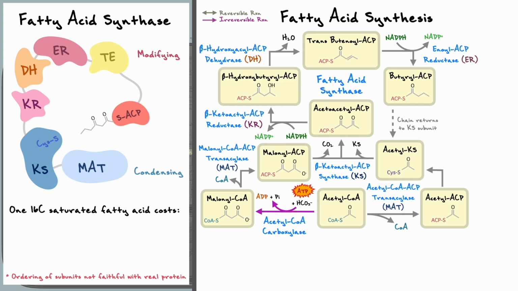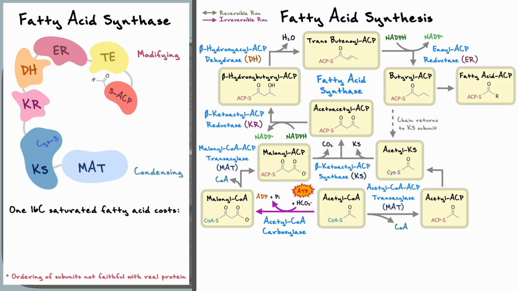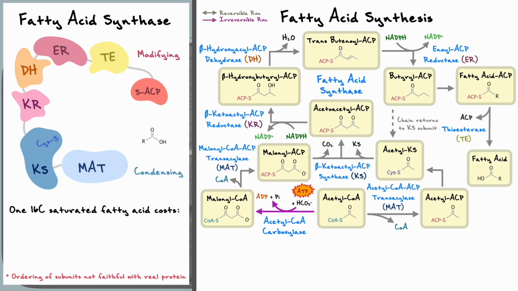This 6-carbon molecule will then go through the same steps in the modifying domain to remove the second ketone. This process can then continue for several rounds until the fatty acid reaches our desired 16-carbon count. The final step of this entire process is mediated by the TE subunit, also known as thioesterase, and performs the cleavage that releases the fatty acid from ACP.